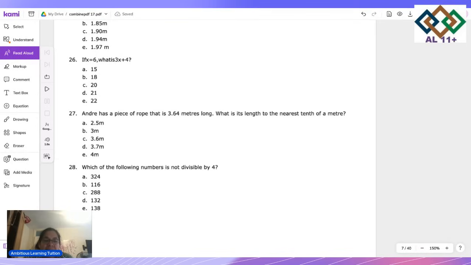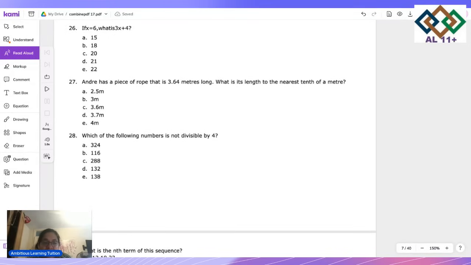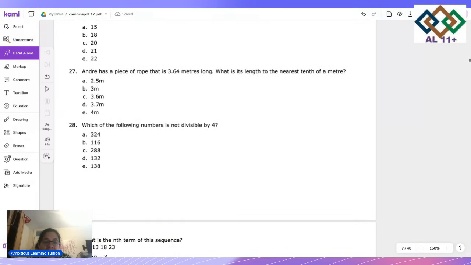And then you have something for algebra that you have been given. If x is 6, what is 3x plus y? You guys know how to just replace the x with 6 and find your answer. Then you have another one. Andrea has a piece of rope that is 3.64 metres long. What's the length to the nearest tenth of a metre? You need to find that.